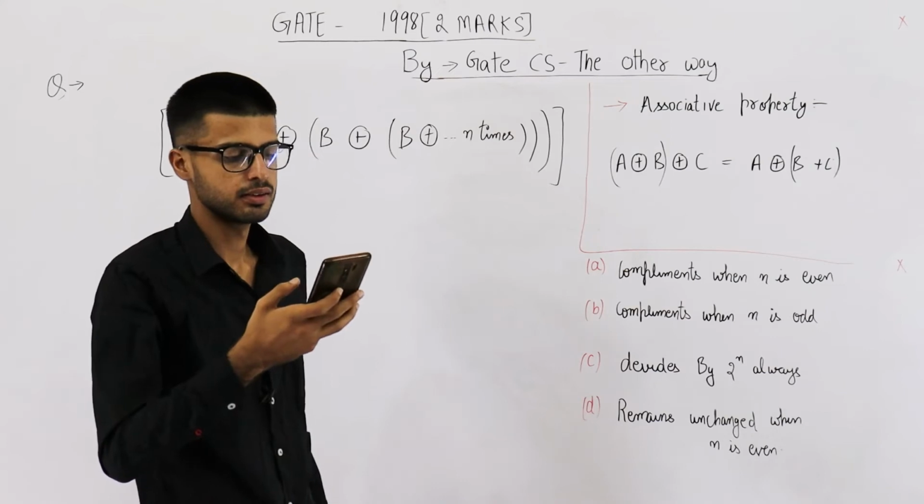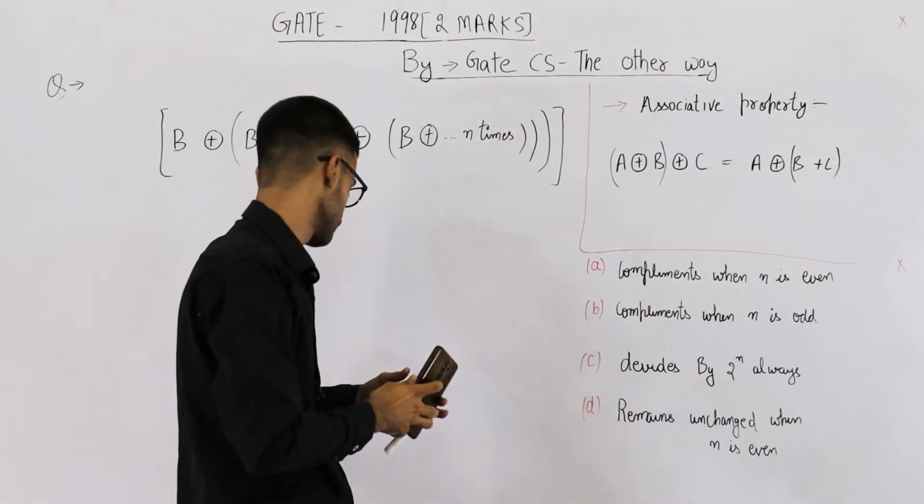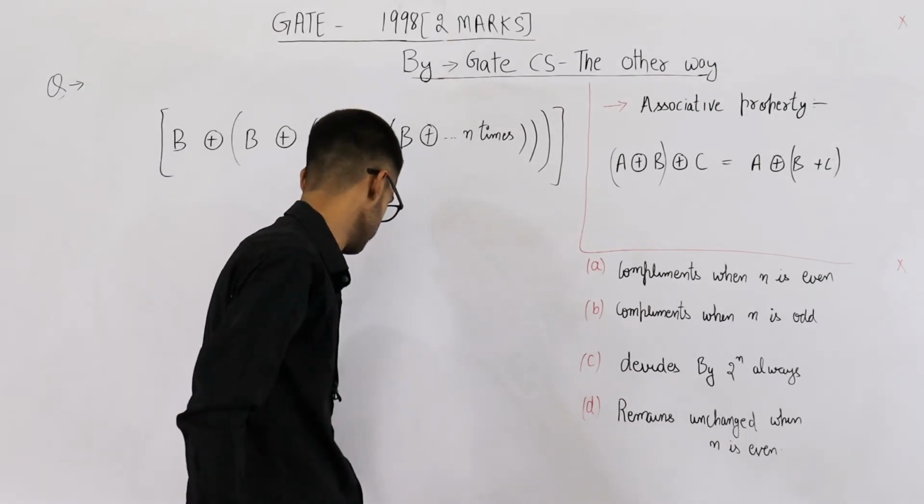You can see the question is what happens when a bit string is XORed with itself n times as shown. Option A is complements when n is even, B says complements when n is odd, C says divides by 2 power n always, and D says remains unchanged when n is even. Okay, so now let's try to solve this one.